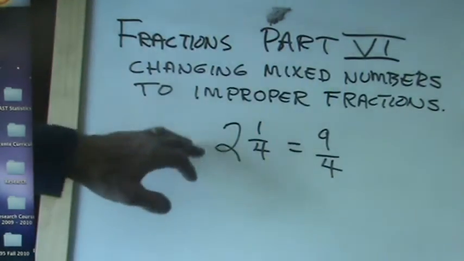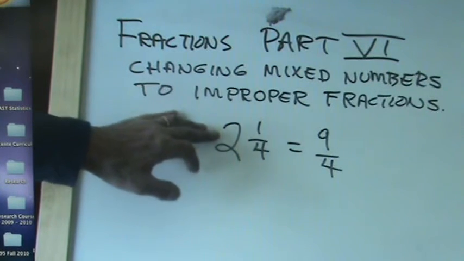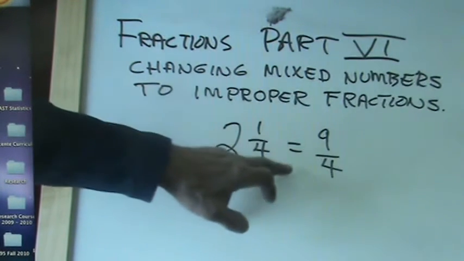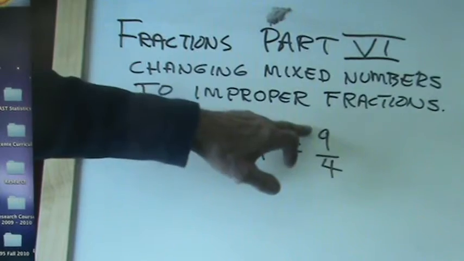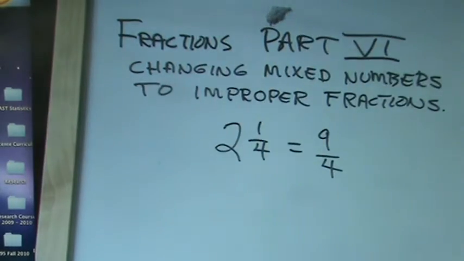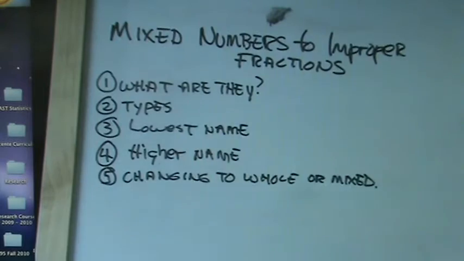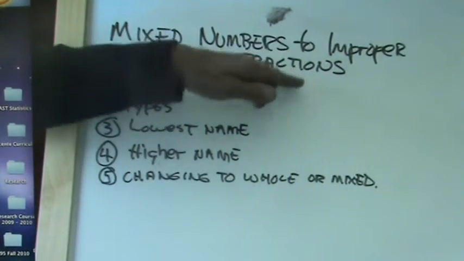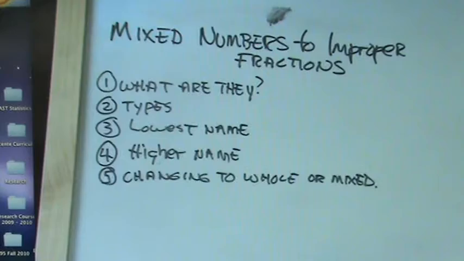So, we're going to learn how to take a mixed number like this, 2 1/4, and change it into an improper fraction. 9/4 would be that. And this is a real important skill also in working with fractions, especially in multiplication and division. So, before we do that, we're going to do a quick review, and then we'll get into it. Okay, before we go into changing mixed numbers to improper fractions, which is the lesson for today, let's review.